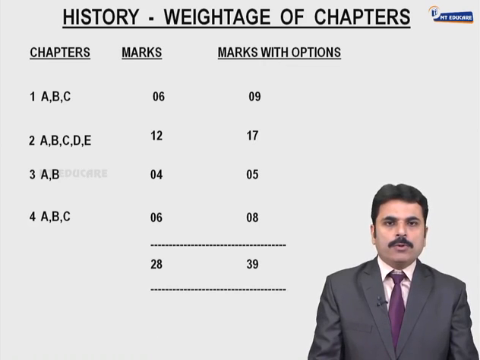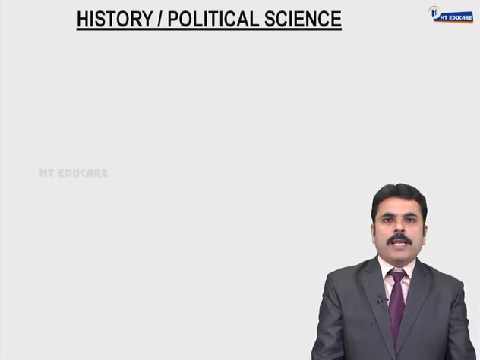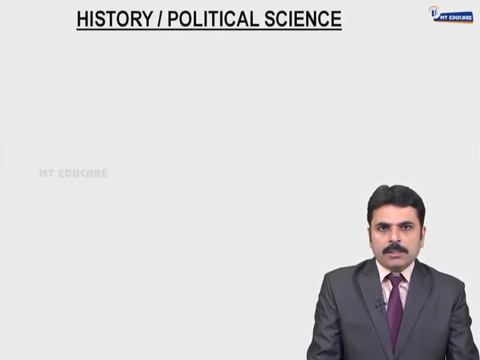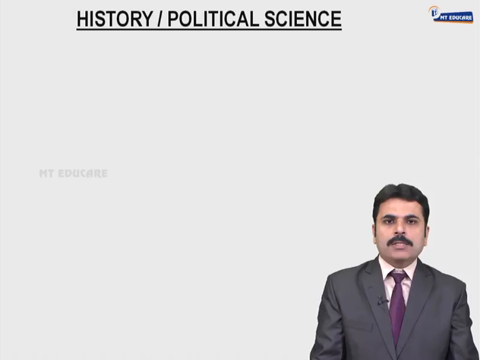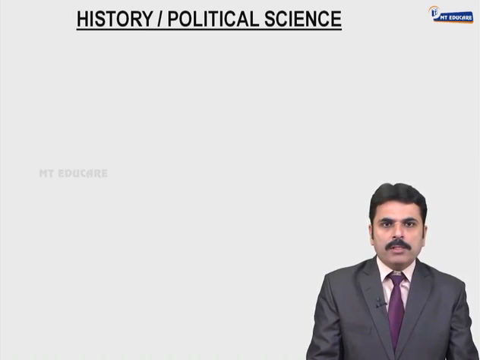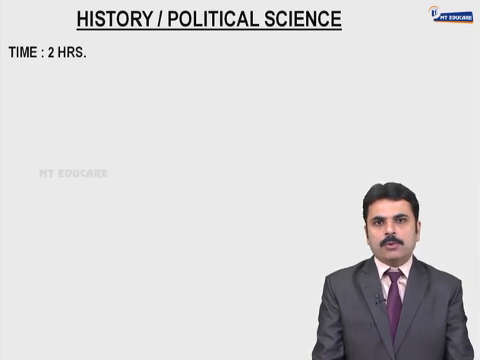Now let's move on to the paper pattern. History and political science paper is of 50 marks. The written paper is of 40 marks and 10 marks have been given for internal assessment. The time allotted for writing the paper is 2 hours.